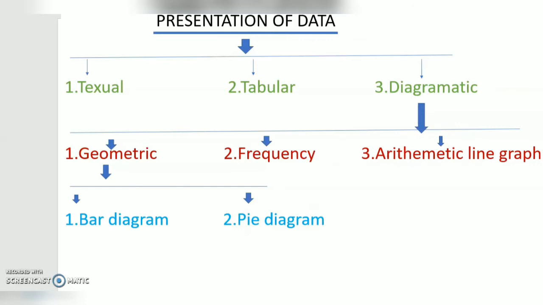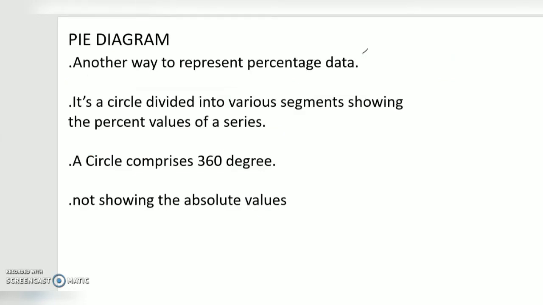So what is pie diagram? Just as in the percentage bar diagram, in pie diagram also we are representing the data in percentage form. That means in a pie diagram we are representing the data in a circle. In a circle we are representing all the data. So if we measure all these parts, the circle comprises 360 degrees.